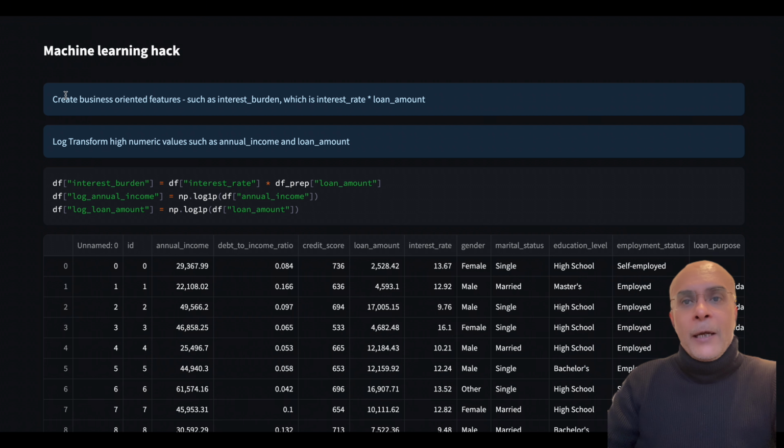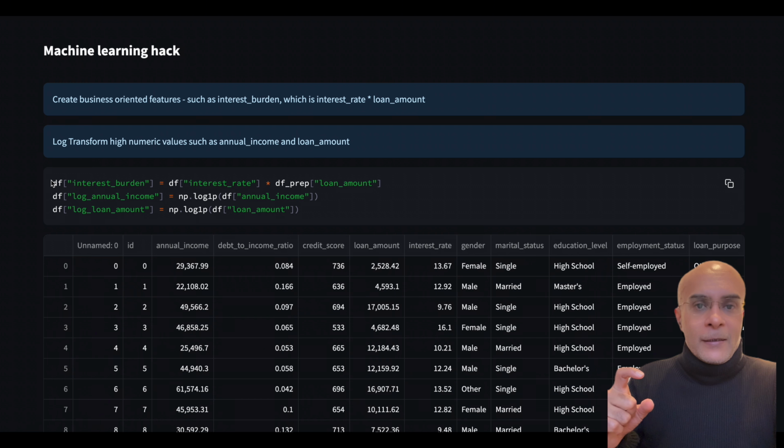We are going to apply two hacks. The first is to create a business-oriented feature such as an interest burden, which is basically interest rate times loan amount. This interest burden is not there in the original data, but we are going to create it using this hack. The second very interesting hack is to apply a logarithmic transformation to very high numerical values such as annual income and loan amount. This helps to reduce the absolute values to a logarithmic scale.